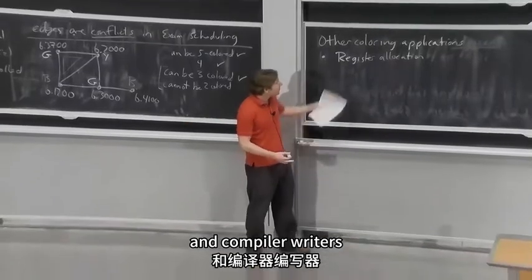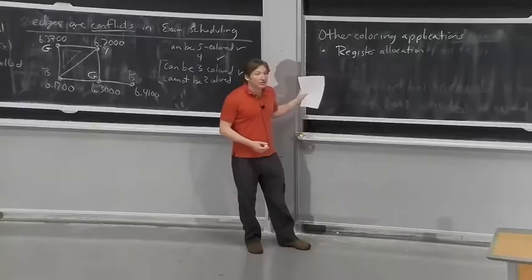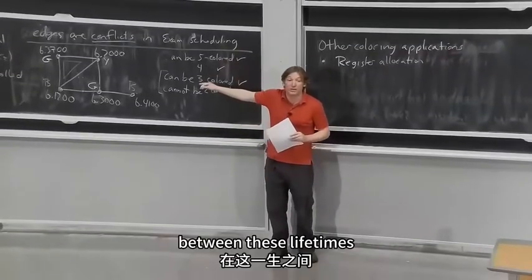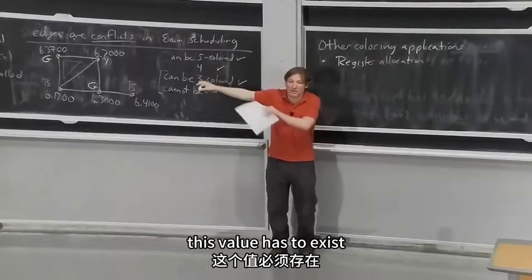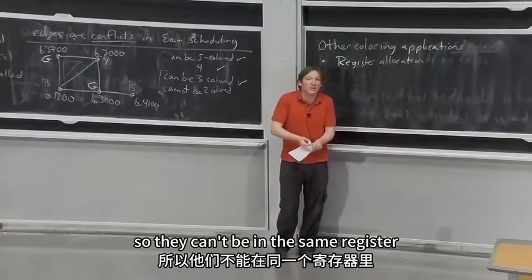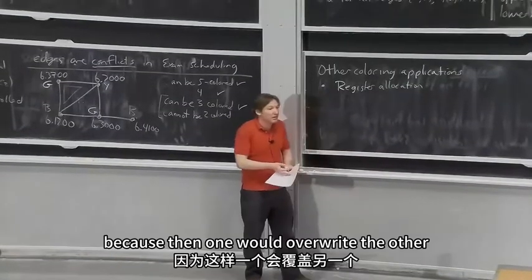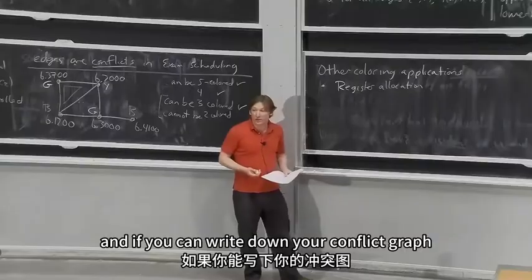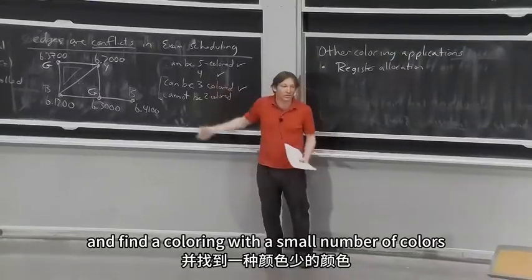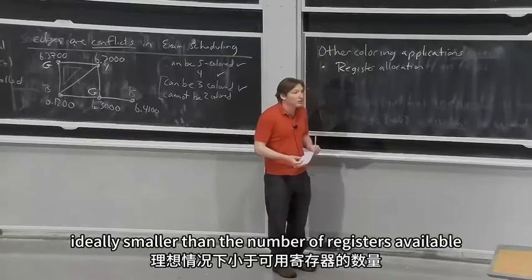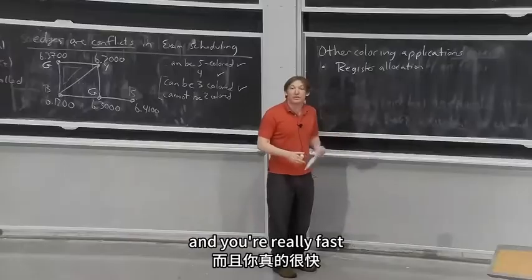And compiler writers often draw exactly the conflict graph between these lifetimes. This value has to exist at the same time that this value also has to exist, so they can't be in the same register, because then one would overwrite the other. And if you can write down your conflict graph and find a coloring with a small number of colors, ideally smaller than the number of registers available, then everything works in registers and you're really fast.